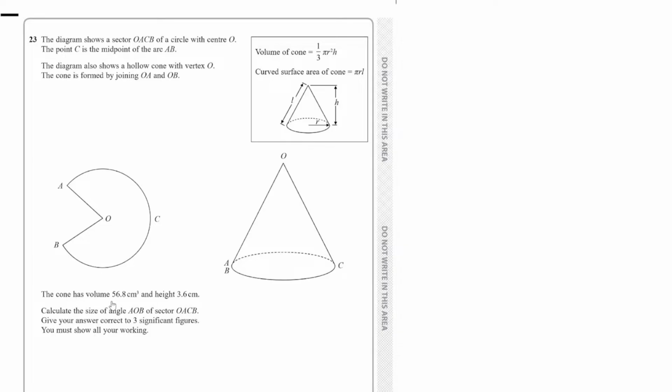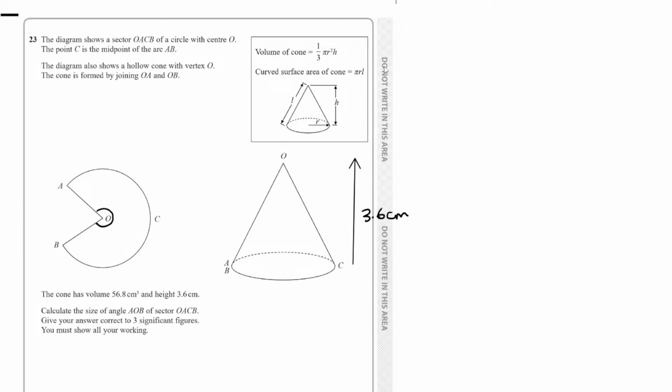They then said the cone has a volume of 56.8 centimeters cubed and a height of 3.6. Let me get an actual straight line. Yeah, that's a bit better, isn't it? The height is 3.6. That's the vertical height, the perpendicular height, not the slanted length side. Calculate the angle AOB, so this one, of the sector.